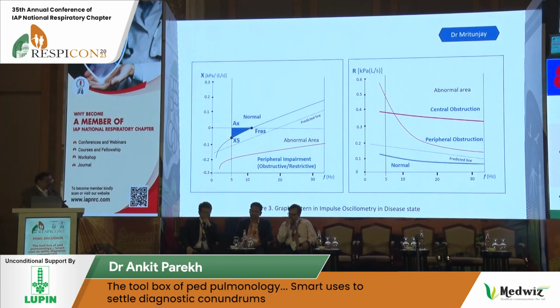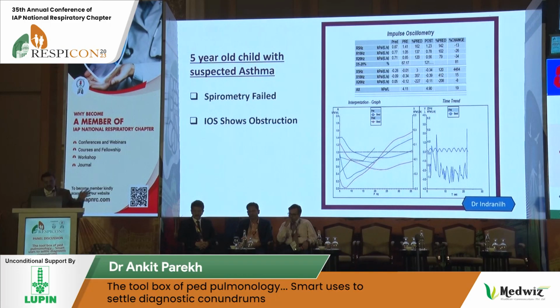Right, so these curves could look like this in peripheral airway obstruction, where the frequencies at smaller waves are actually affected, and they're not as affected at larger waves. In central airway obstruction, they might be affected simultaneously. Okay, so Dr. Indran will help us to look at these reports. We have around 3 minutes left.